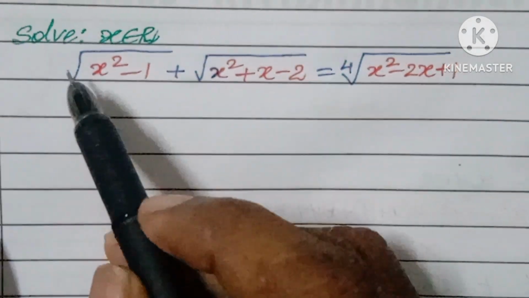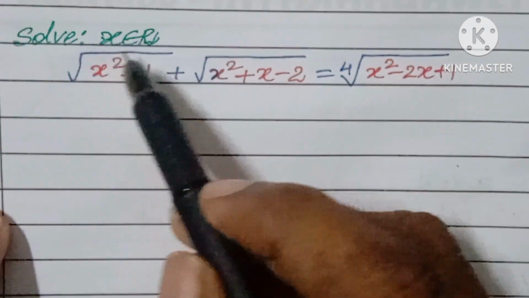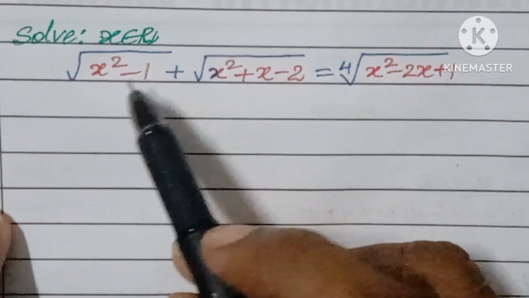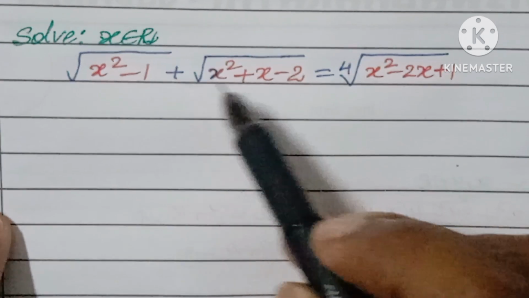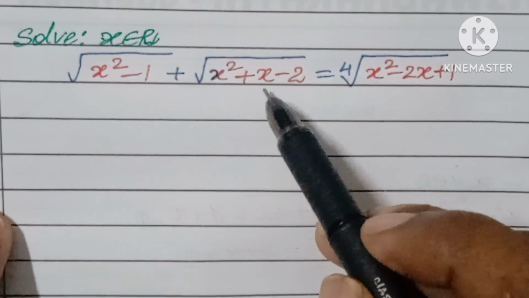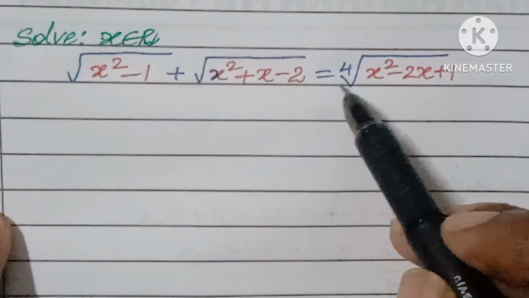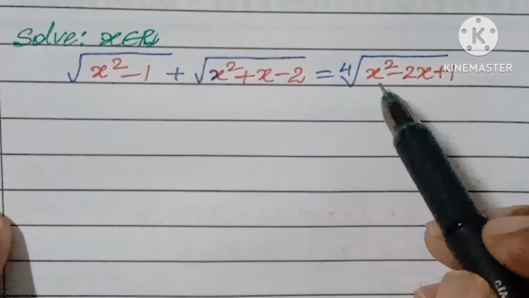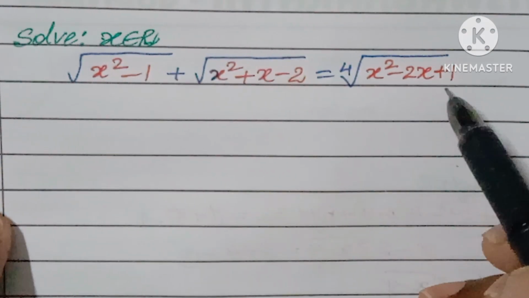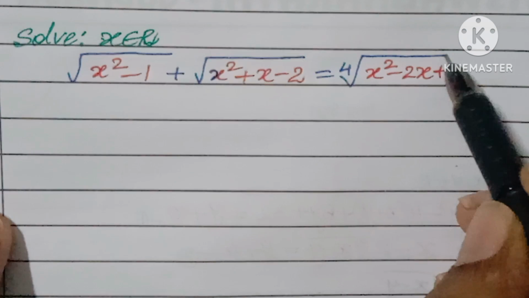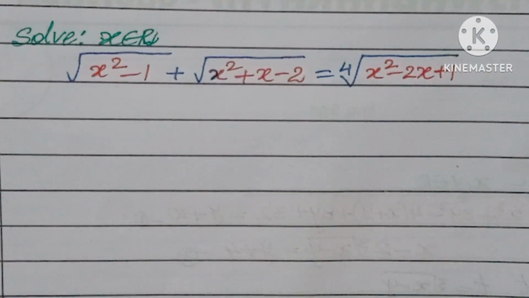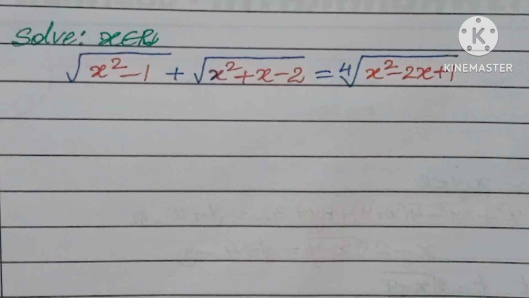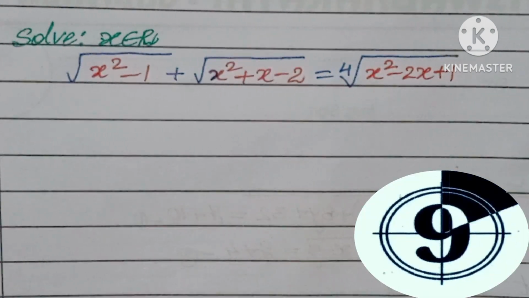Today we are looking at an Olympiad problem. For all x belonging to R, the square root of x squared minus 1 plus the square root of x squared plus x minus 2 is equal to the fourth root of x squared minus 2x plus 1. You have to find the values of x. As you are going to solve this problem, pause the video for 10 seconds and try it.